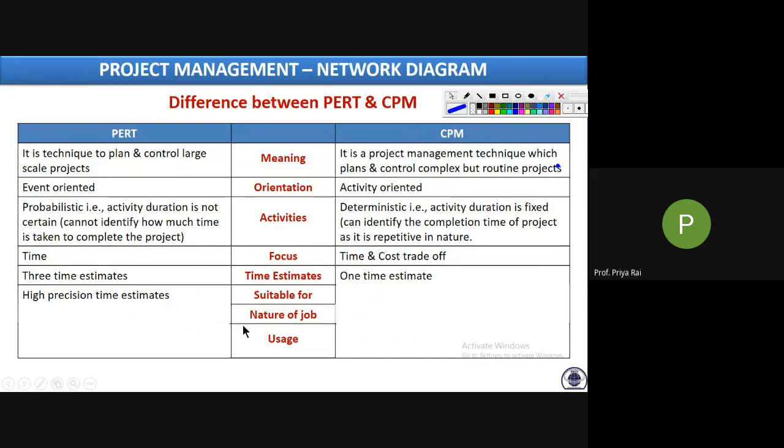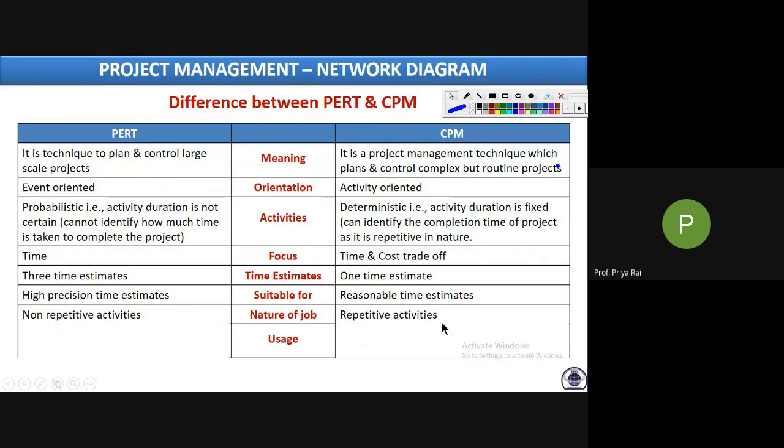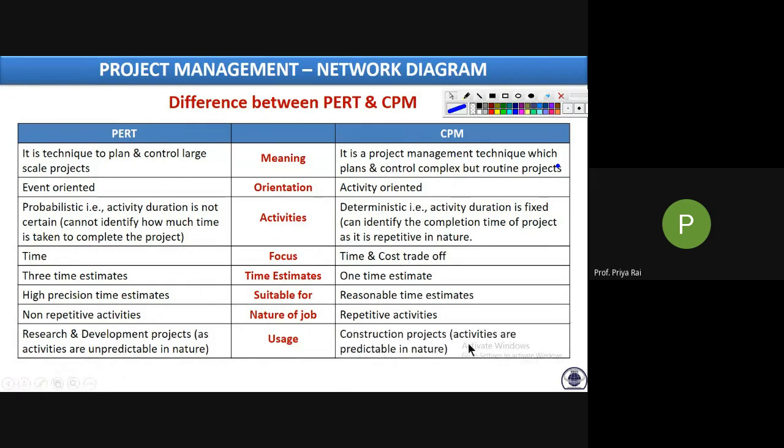Whereas in CPM, reasonable time estimates are fine, where no such high precision is required. In that case, we can use this network diagram. Nature of job: PERT is non-repetitive, whereas CPM has repetitive activities. PERT is for new works, new projects, whereas in CPM we are dealing with repetitive types of projects. PERT is used in research and development projects, as the activities are unpredictable. We don't know how much time what kind of activities will take. Whereas CPM is used for construction projects, because it is predictable in nature. So these are the main differences between PERT and CPM theoretically.